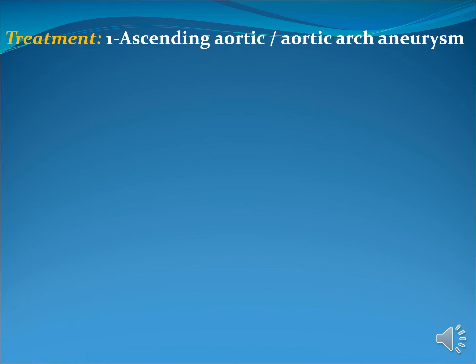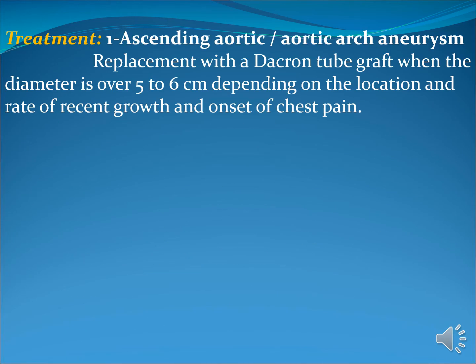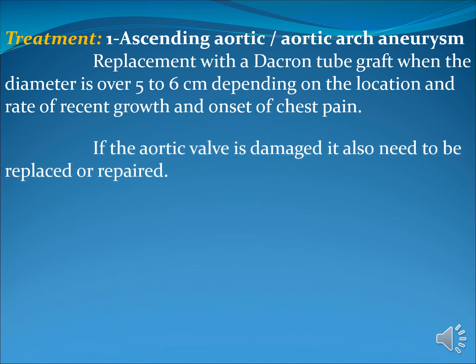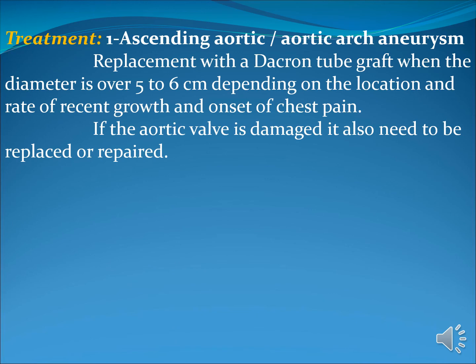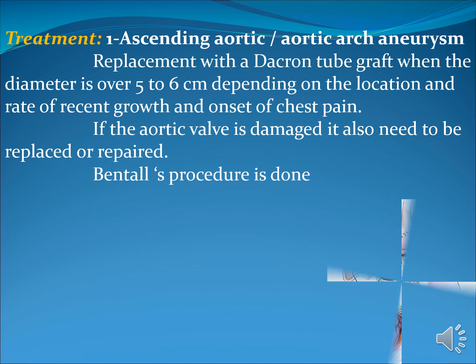Treatment: ascending aorta and aortic arch aneurysm, replaced with a Dacron tube graft when the diameter is over 5 to 6 cm, depending on the location, rate of recent growth, and onset of chest pain. If the aortic valve is damaged, it also will need to be replaced or repaired. Then the procedure is done.